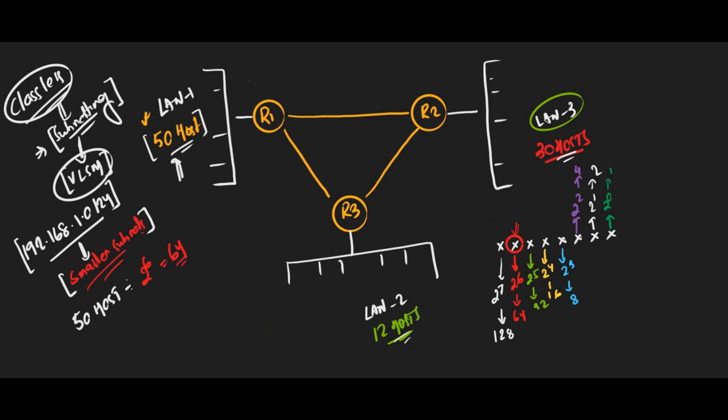2 to the power of 6 is 64, and this bit is the second bit of the octet. So, for the number of hosts we are working with, 50, the value more than 50 is 2 to the power of 6, the second bit of the octet.